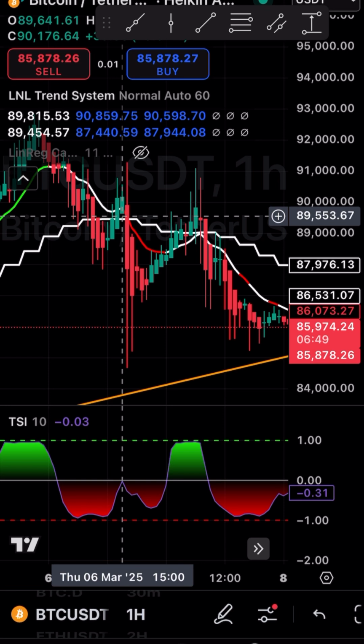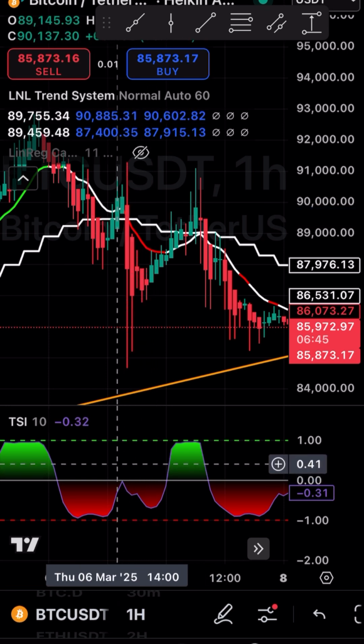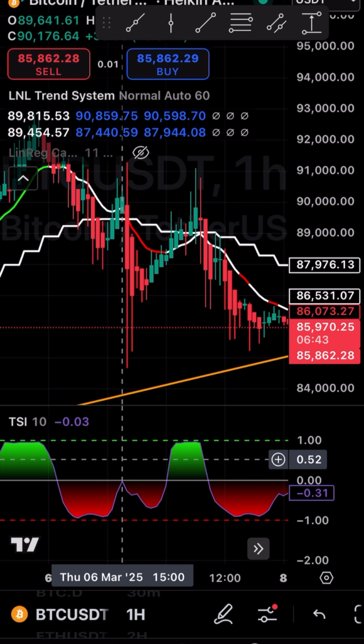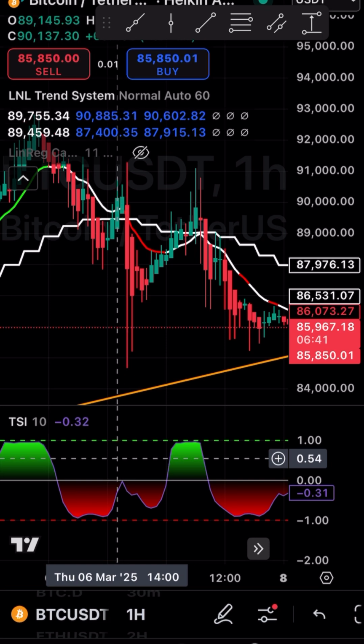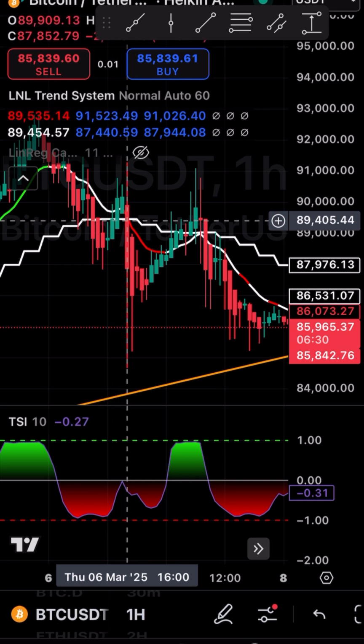So you basically want to keep your eye on the trend strength index here, and you also want to keep in mind that you want to get in when it's crossing that zero line right here. So we know that this is a good trade because, number one, it's crossing with the LNL trend system, and we see it going below the zero line right here.